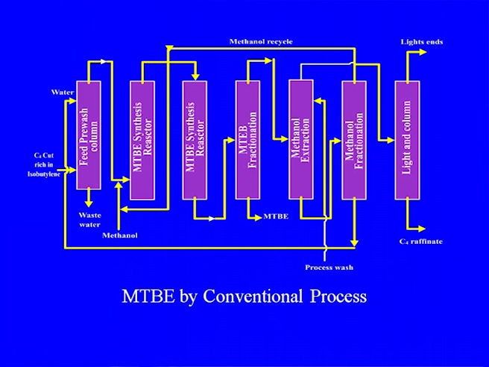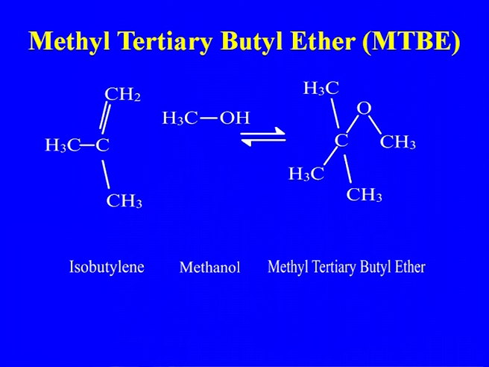There is not much difference with reactive distillation, only the efficiency is better. We have the finishing stage reactor cum distillation also there, that is the difference. A similar process, with the same type of flow diagram, is also used for making TAME. This is the reaction that is taking place: the isobutylene and the methanol react, and we get the methyl tertiary butyl ether.